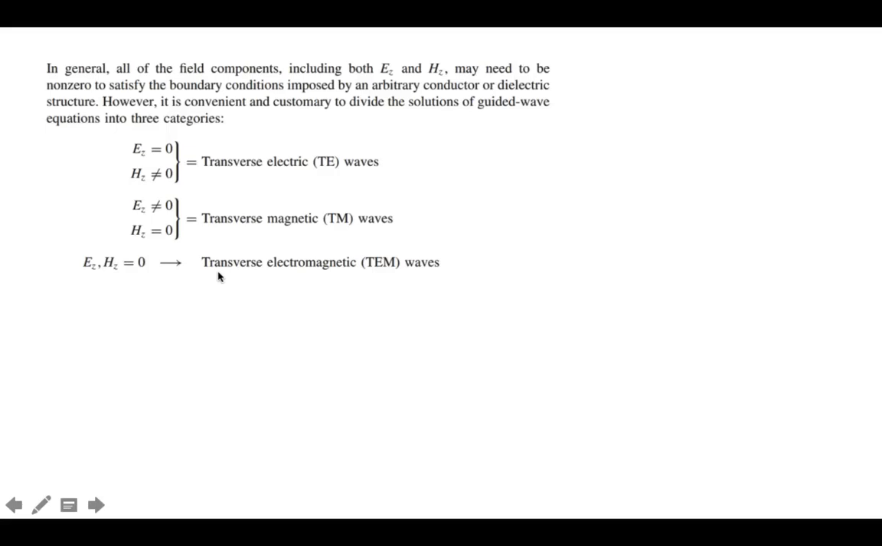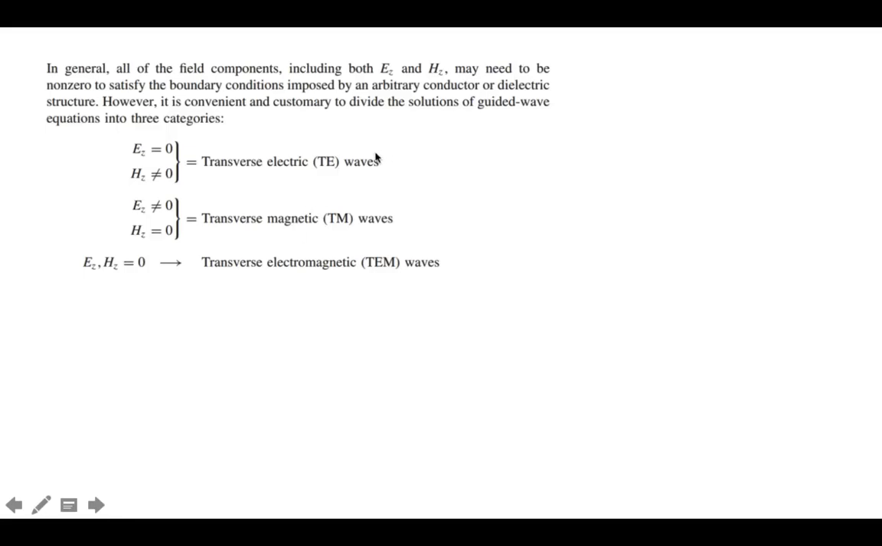So in general, all of the field components may need to be non-zero in order to satisfy the boundary conditions when we have a conductor or a dielectric. And that means both z components of the electric and magnetic field. But the way it's done is you divide this into special cases.